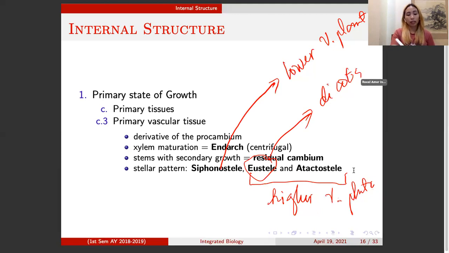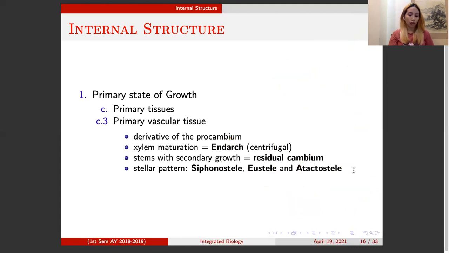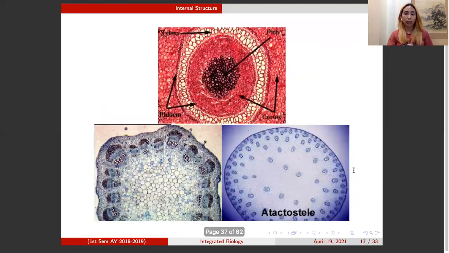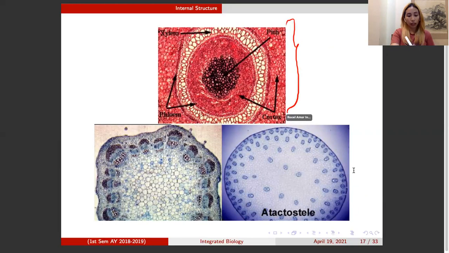And Atactostele is, of course, characteristic stellar pattern of monocot. Okay. So we'll discuss that more in this next slide, right? So this particular stellar pattern that you will see here is the Siphonostele. Right? Stellar pattern. The Siphonostele stellar pattern is characterized by the vascular cylinder, right? Surrounding completely a pith in the center.